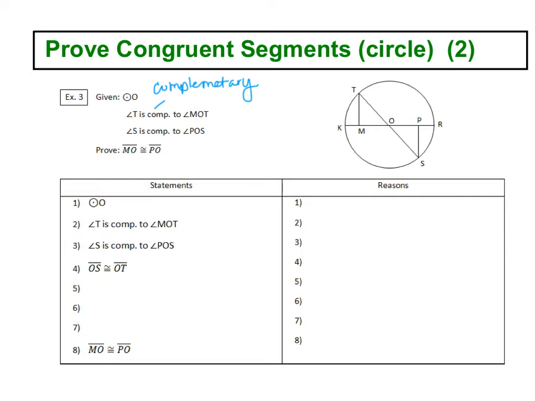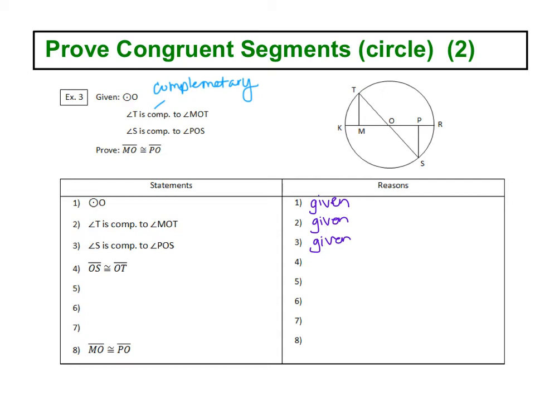So we've got some things filled in already, and we have to come up with all the reasons this time. So the first statement is circle O exists. How did we know that circle O exists? You guys already writing in the word given? Good. All right, we also know angle T is complementary to angle MOT. Again, that was given to us. Angle S is complementary to angle POS, given.